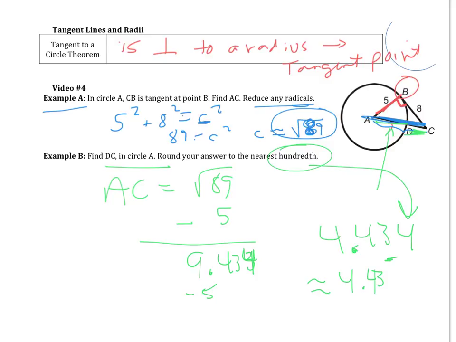Okay, so that's the types of problems they'll be asking you. And now you have enough information to actually complete practice page 9.1, which you received earlier this week.